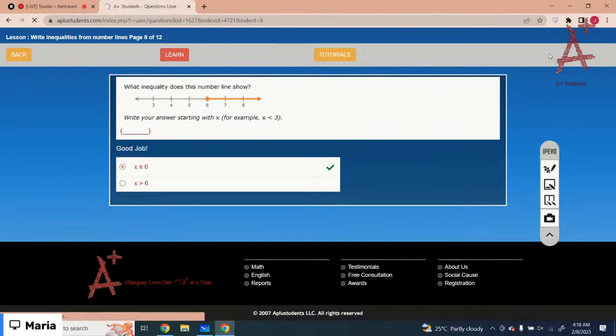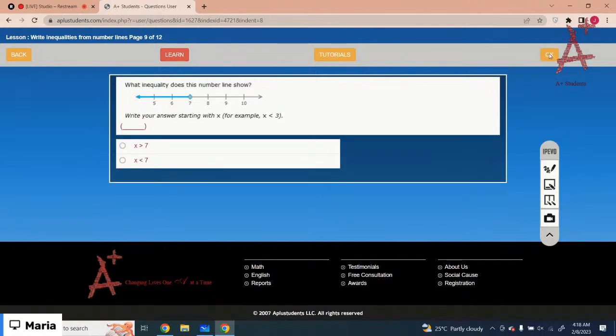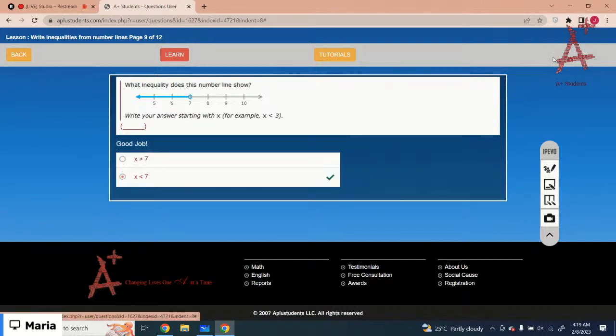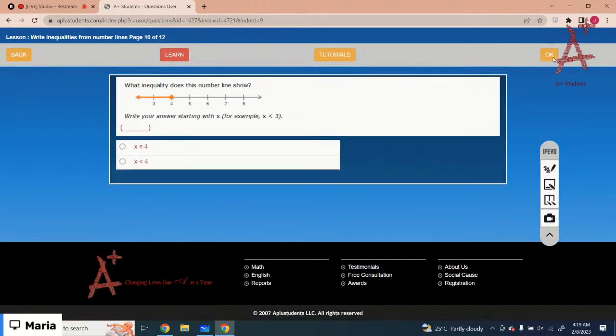Okay, the next one is what inequality does the number line show? So which option is the correct one? The graph is pointing at the left hand side. That means all the numbers that are less than 7 are included. So it would be x is less than 7.